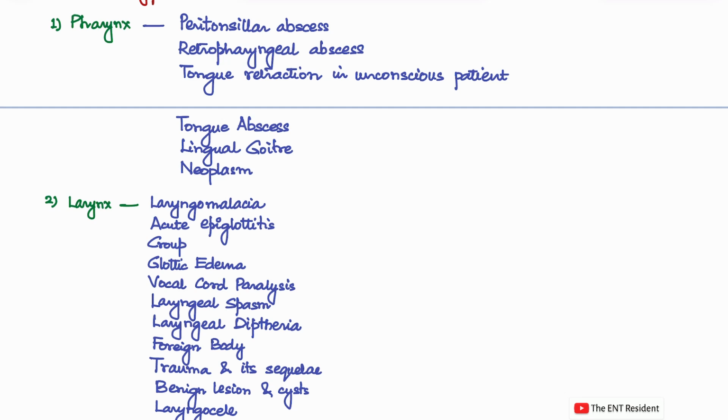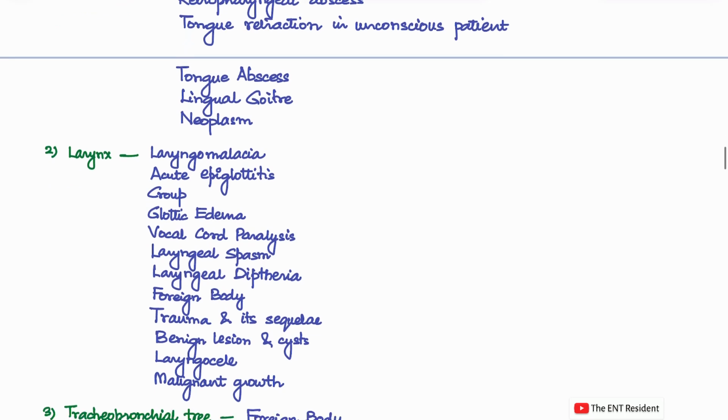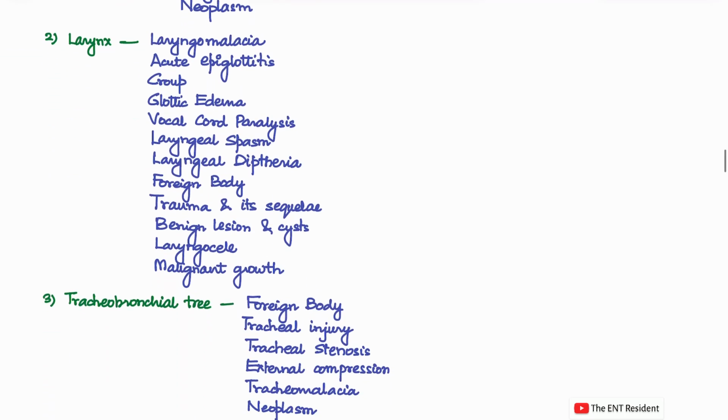Examples of causes of dyspnea in the larynx would be laryngomalacia, acute epiglottitis, croup or acute laryngotracheobronchitis, glottic edema, vocal cord paralysis, laryngeal spasm, diphtheria, foreign body, trauma, benign lesions, laryngocele, and malignant growth. And causes at the level of tracheobronchial tree are foreign body, tracheal injury, tracheal stenosis, external compression, tracheomalacia, and neoplasms. These are just some causes to keep in mind. This is again not an exhaustive list.